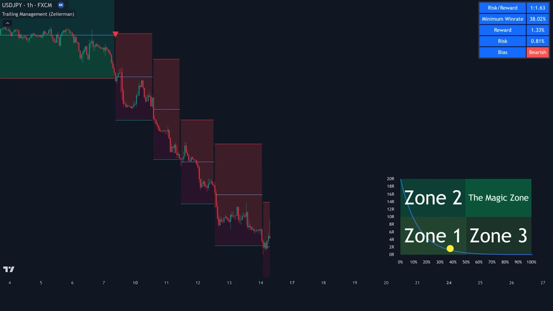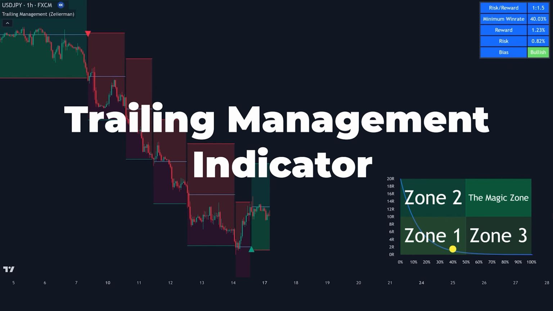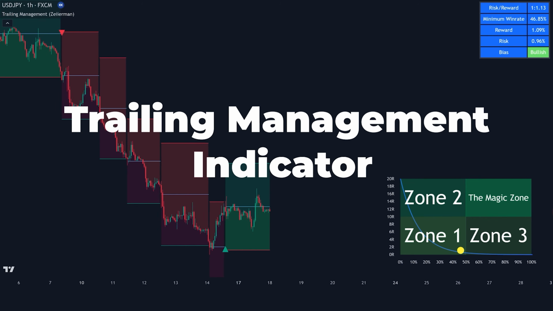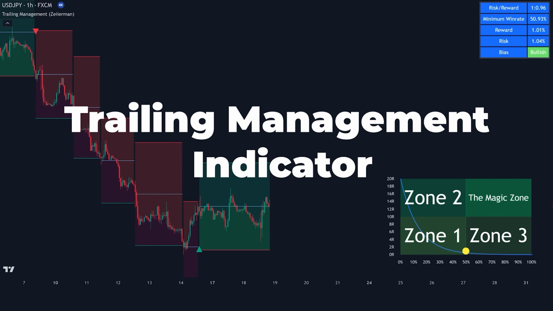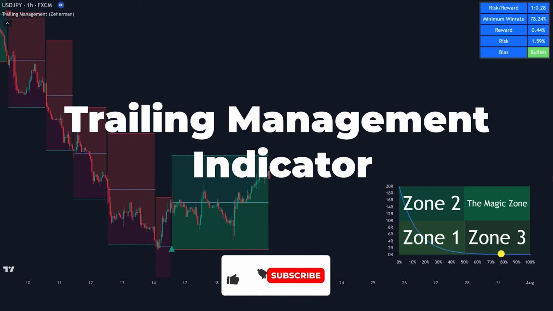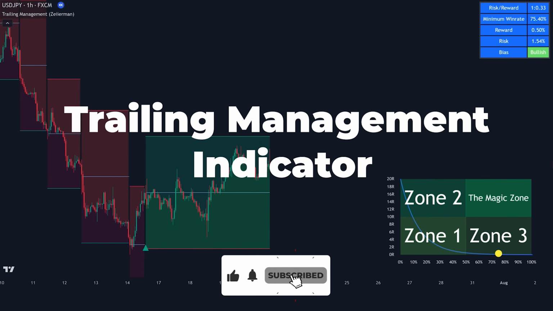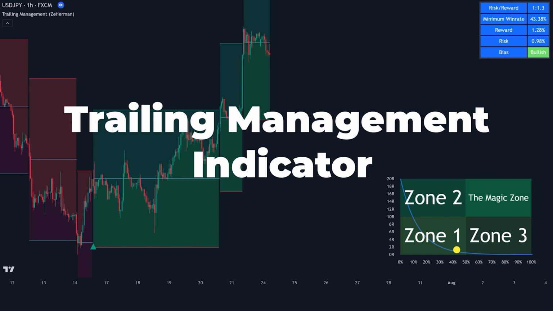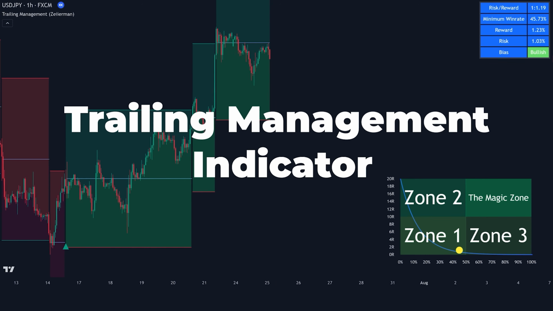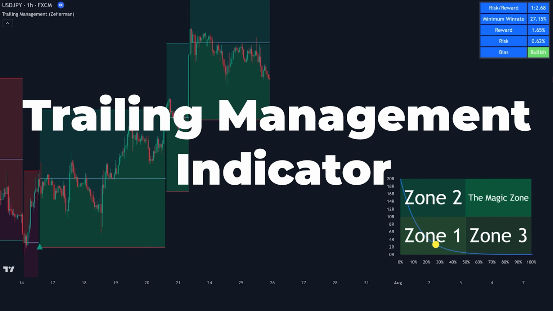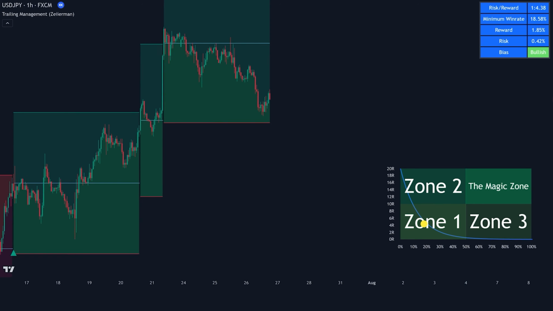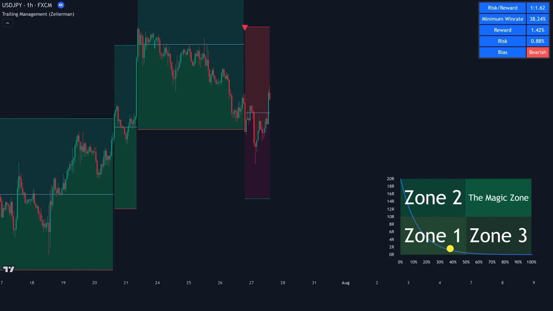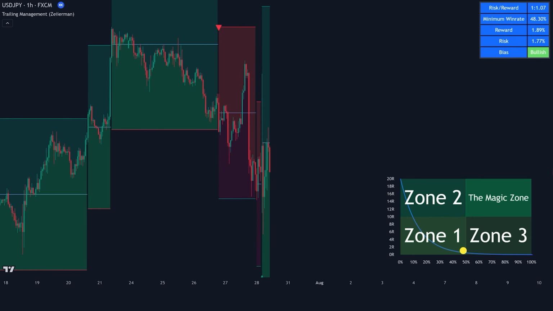Welcome, traders. Today, we are going to dive deep into the Trailing Management Indicator. This essential indicator is designed to boost your trading performance by implementing dynamic trailing stops and conducting thorough risk-reward analysis. We will thoroughly explore each feature of this indicator, understand how to set it up correctly, and demonstrate its application in real trading scenarios.